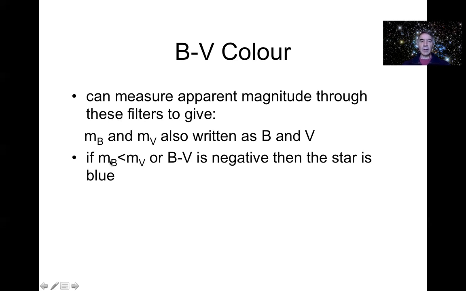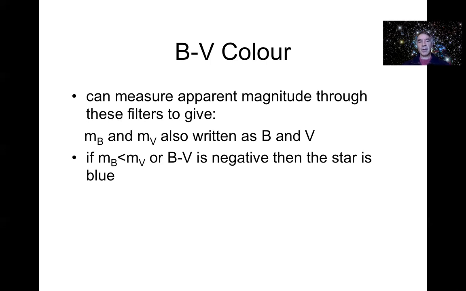So that's one way of expressing it, but the common way of expressing it is to look at the difference between these two magnitudes. And that is invariably written as B minus V. So the magnitude in the blue filter minus the magnitude in the V filter. Now, as I mentioned before, the magnitude system is all about differences between magnitudes. But here, it's the same star we're talking about, but it's the magnitude through different filters of that star.